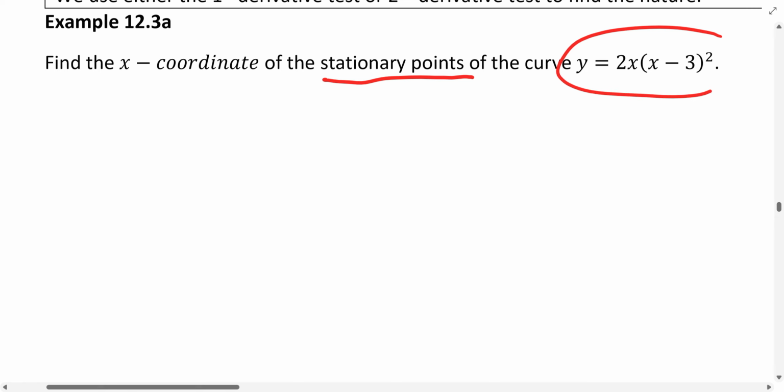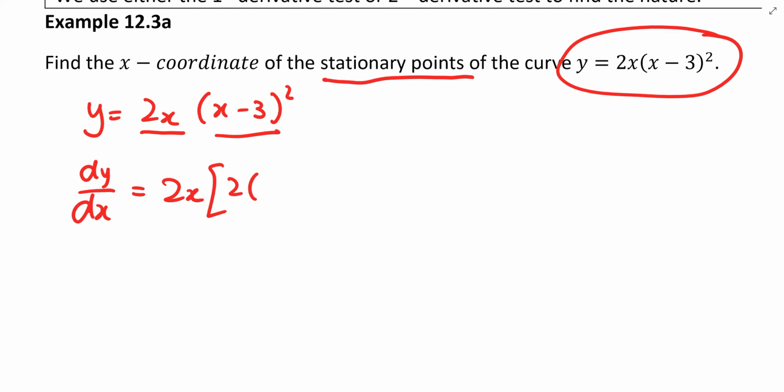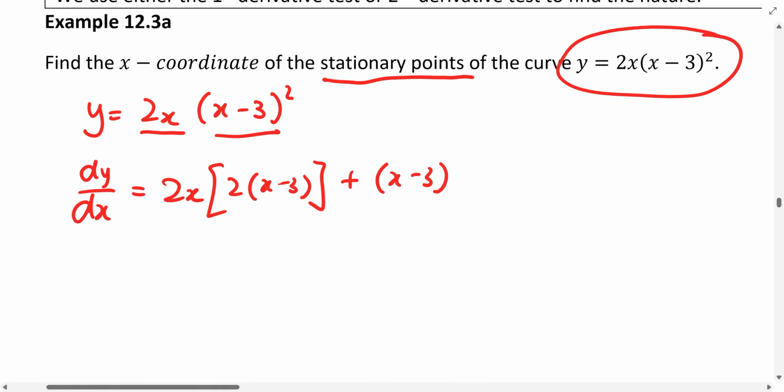So I have this equation here. All I need to do is to differentiate by using my product rule. This is the u, this is the v. dy/dx equals, keep u, 2x, differentiate v, 2 bring down (x minus 3). Plus keep v, (x minus 3) squared, differentiate u, I will get 2.